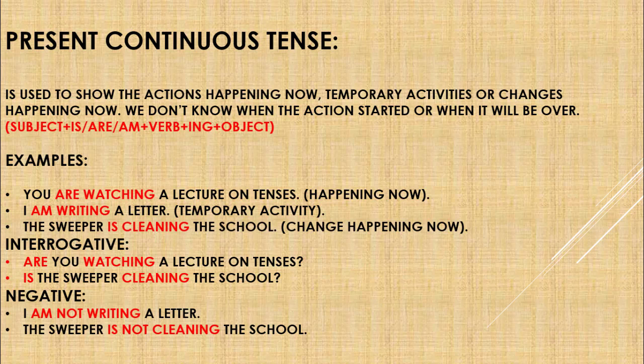The interrogative sentence of present continuous tense starts with the auxiliary verb is, are, am. As you can see the examples, are you watching a lecture on tenses? Is the sweeper cleaning the school? In the negative sentences, we use not after the auxiliary verb. I am not writing a letter. The sweeper is not cleaning the school.